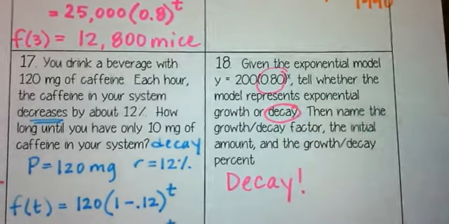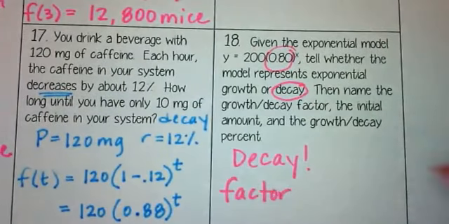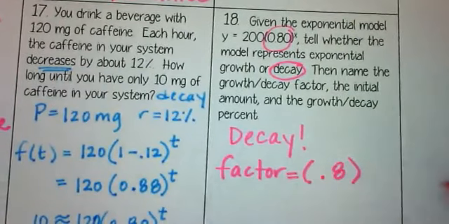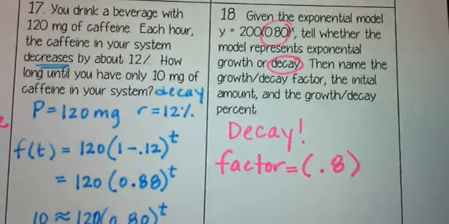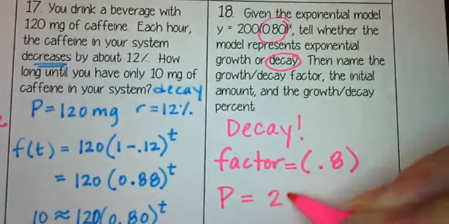All right, the growth or decay factor. Well, the factor is what we multiply by. That's what factors are, and that is 0.8. Okay, so the growth or decay factor is 0.8. All right, the initial amount, which is our P, is 200.